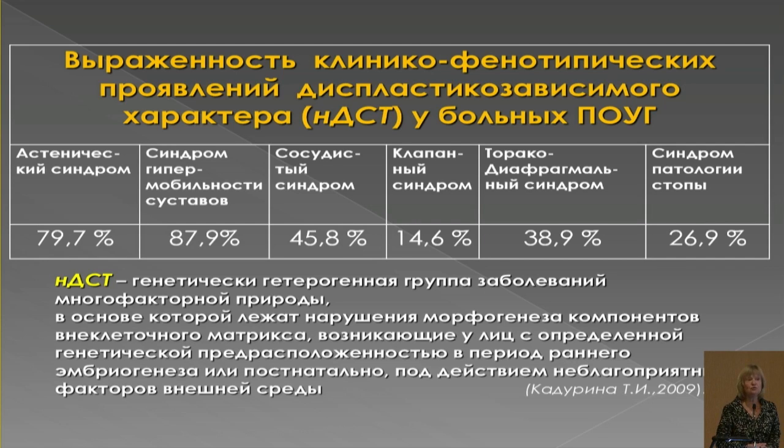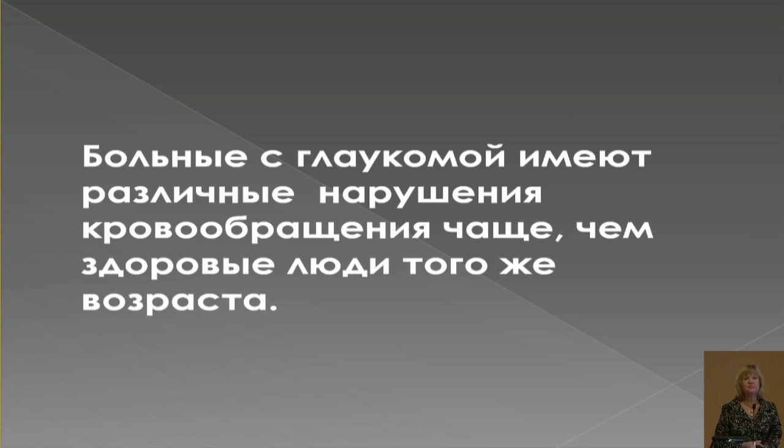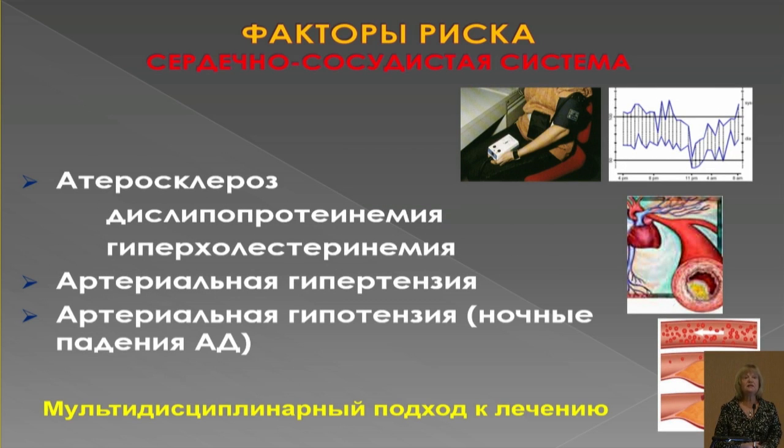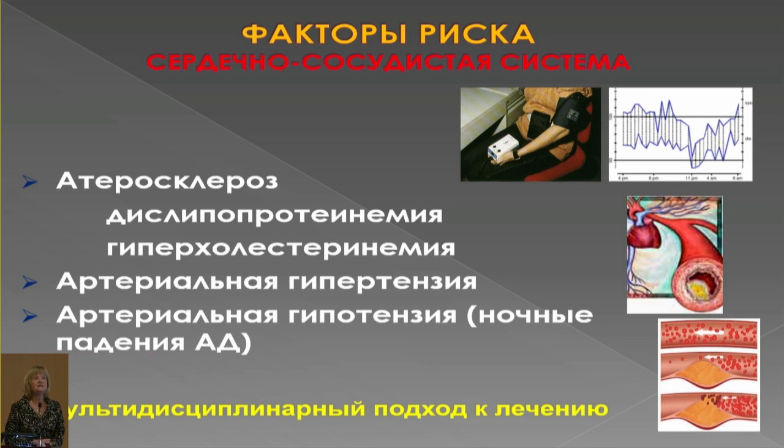Syndrome of hypermobility of joints is seen in almost 90% of patients with glaucoma, vascular syndrome in 46%, and thoracodiaphragmal syndrome in almost 40%. These studies were made in cooperation with a rheumatology institution. We also showed that patients with glaucoma have different problems with blood circulation more frequently than the healthy population of the same age. We know that glaucoma patients are mainly aged patients, and atherosclerotic features are important mainly in this group. But nevertheless, the direct link between atherosclerosis and glaucoma has not yet been proved.